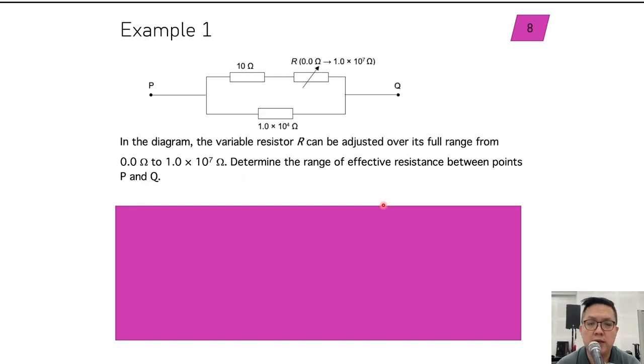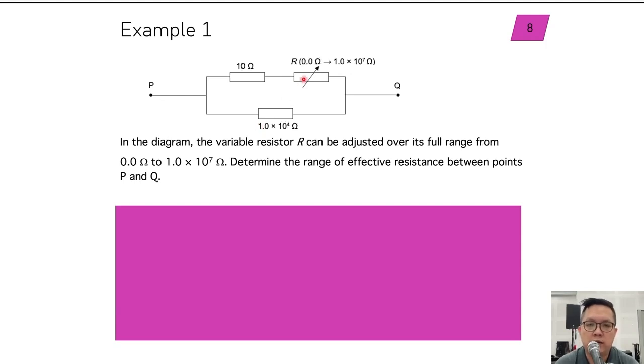Right? Okay, so let's look at example 1 quickly. Example 1, we have a setup like this. We have P to Q, but there are two branches across it. There's this branch here which has two resistors in series, a 10 ohm fixed resistor together with a variable resistor that ranges from 0 ohm to 1 times 10 power 7 ohms. And then the other branch has a fixed resistor of 1 times 10 power 4 ohms. So determine the range of effective resistance between points P and Q.